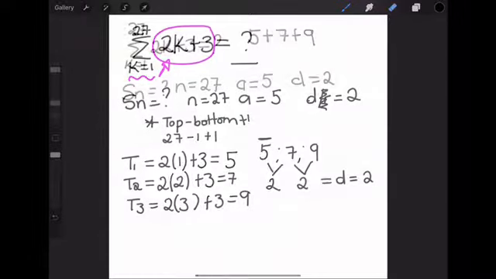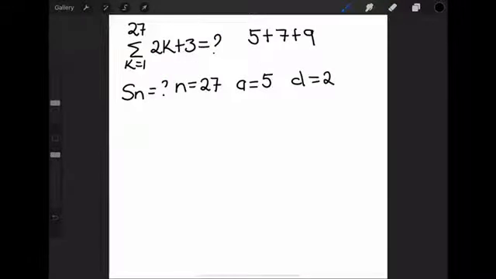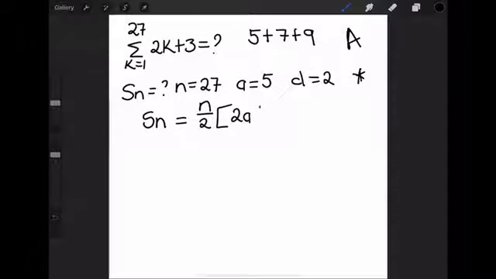Now that we have all the elements that we need in order to solve the equation, and we know that we are working with an arithmetic sequence, we can use the arithmetic sum formula, which is Sn is equal to n over 2 times 2 times A plus n minus 1 times D. We have all our elements, so now the easy part is we just fill in these elements to solve the equation.